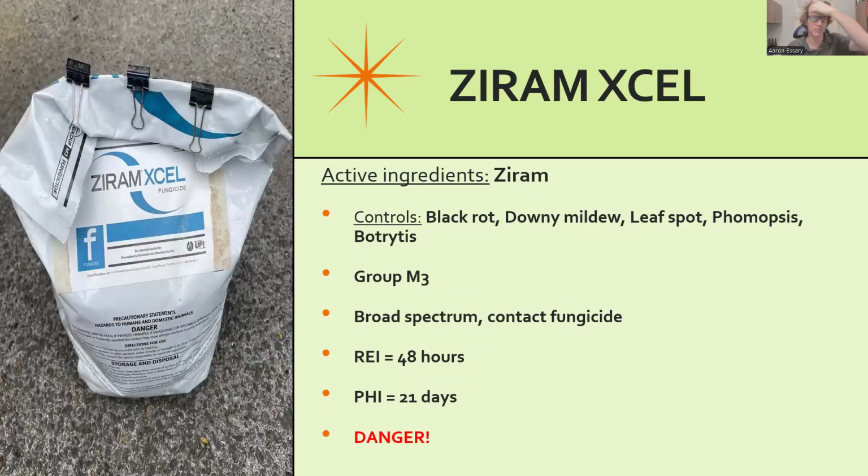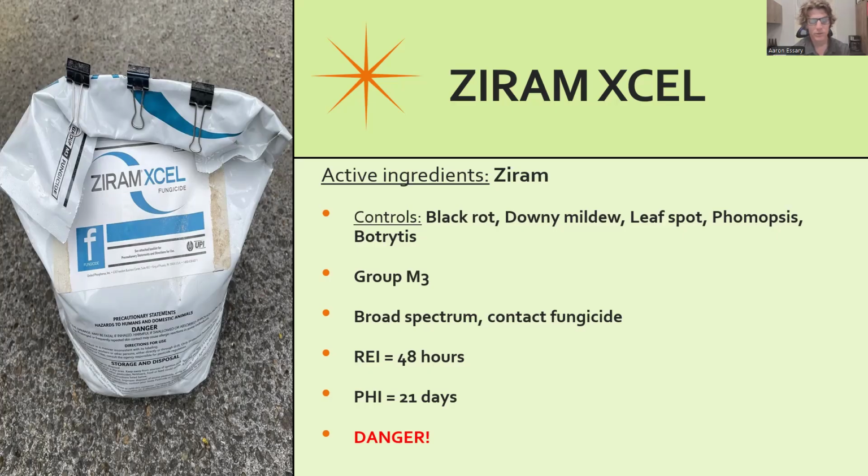Okay. Zyram or Zyram XL. Again, one I've never used, but just for the sake of the webinar, I looked it up and some people do use it. Controls black rot, downy mildew, leaf spot, phomopsis, botrytis, group M3 mode of action. This one's a contact fungicide in broad spectrum, so it does not get absorbed through the plant. It only creates a barrier. So it's just contact. If it touches the fungus, it'll kill it. If it touches you, it'll probably harm you because it has a danger signal word. Again, highly toxic, but just a coating broad spectrum contact fungicide.